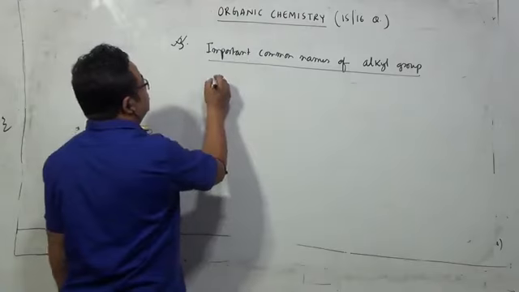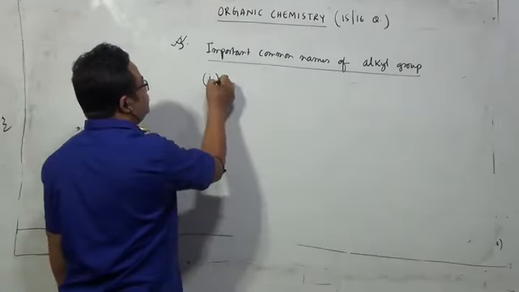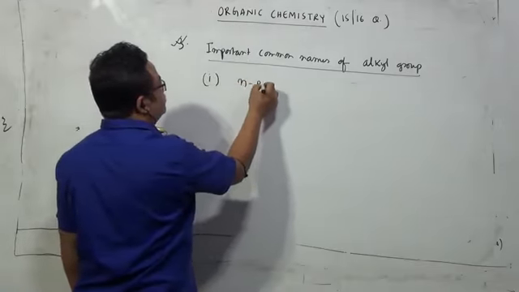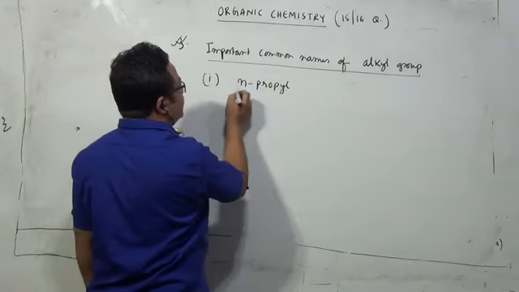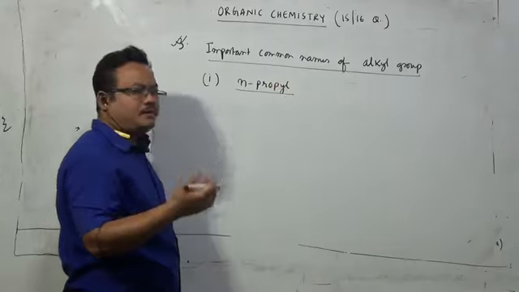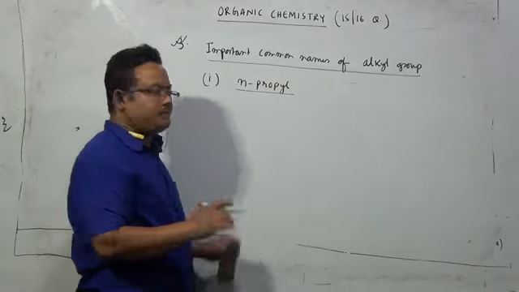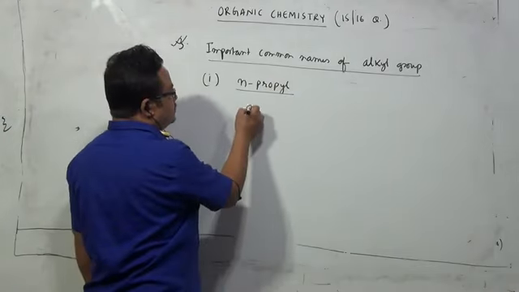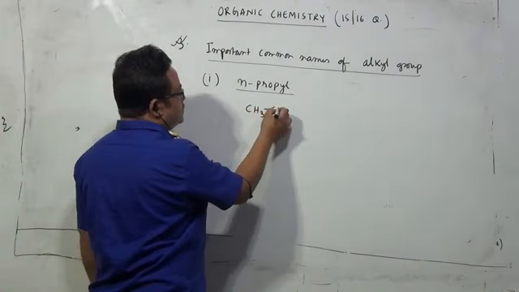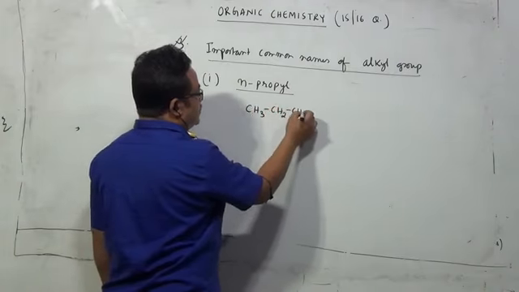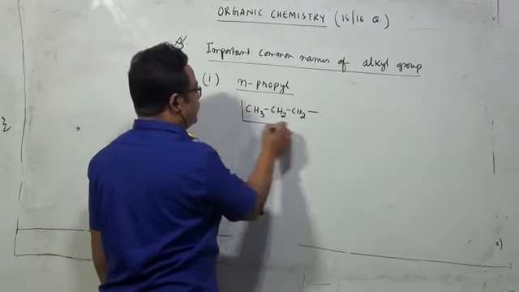So first, n-propyl. It has 3 carbons; n means normal, straight chain: CH3, then CH2, then CH2. So this is called the n-propyl group.